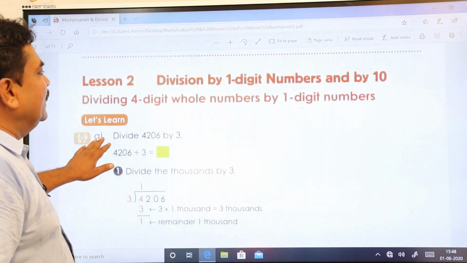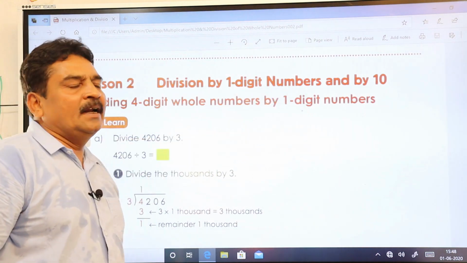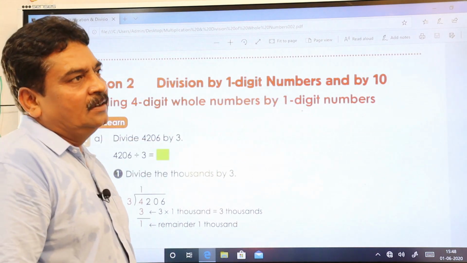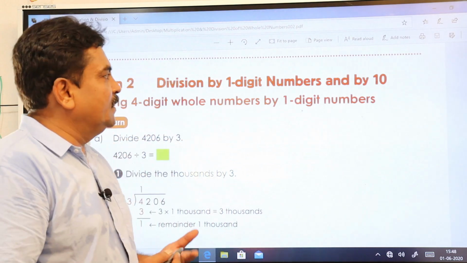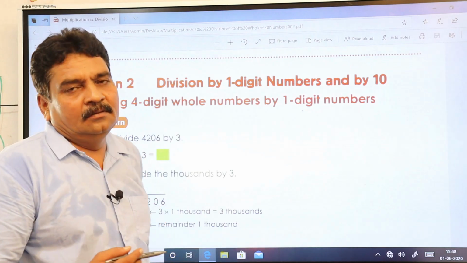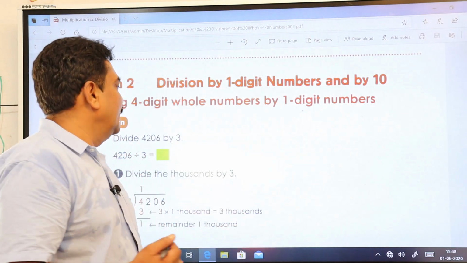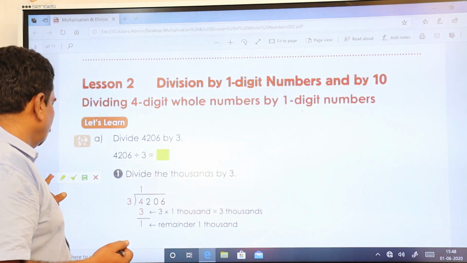Let us go with the division now. Division by 1-digit number and by 10. Division. This is also related with your tables. So once if you know the tables, at least up to 9, you can do the best. Let's see here.